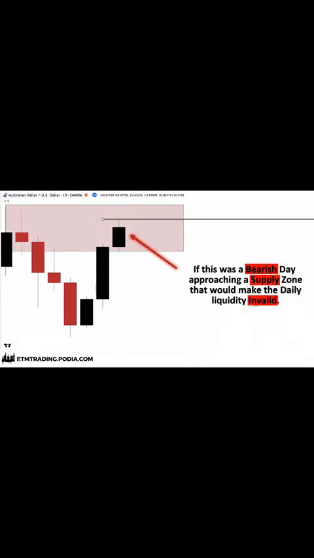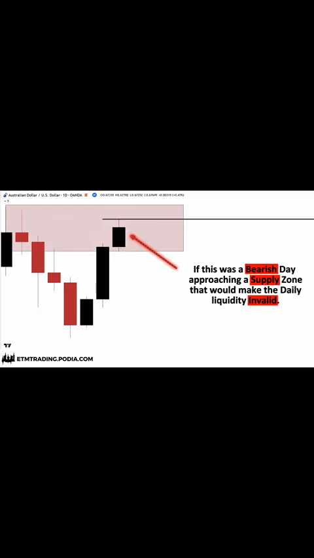So here's your catalyst, and let's mark our daily liquidity. So we have our bullish candle. Again, if this was a bearish candle, this would nullify the trade. This would no longer be an active trade. This has to be a bullish day.